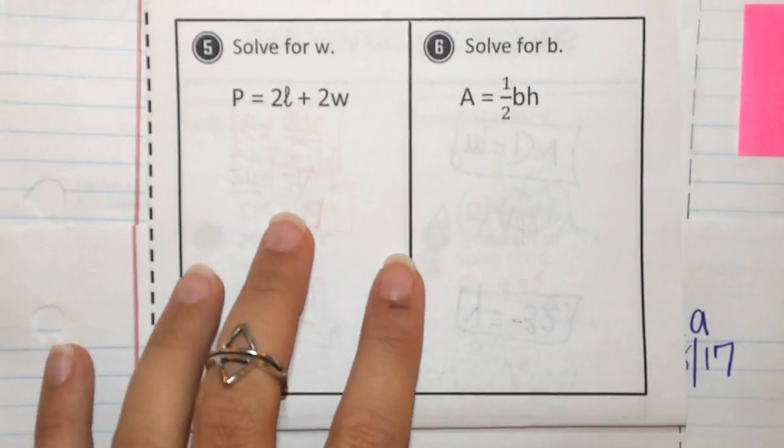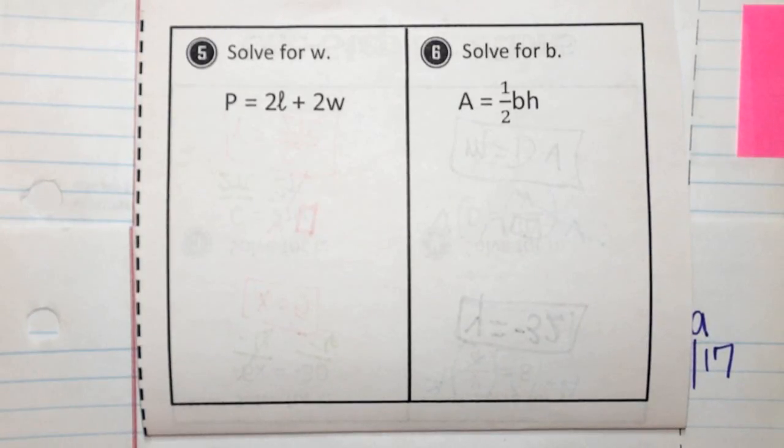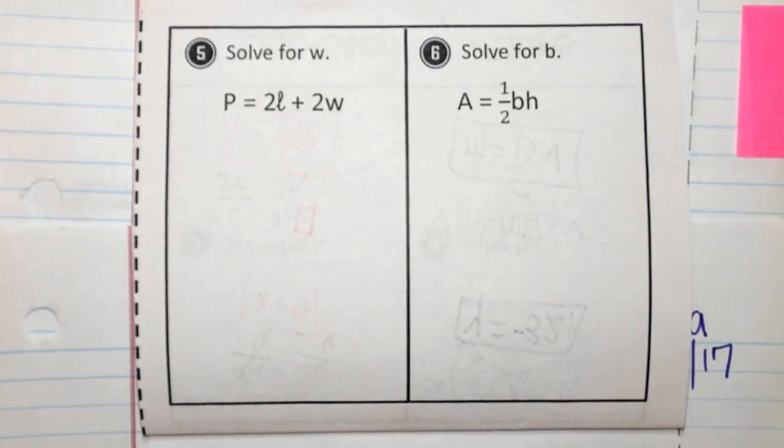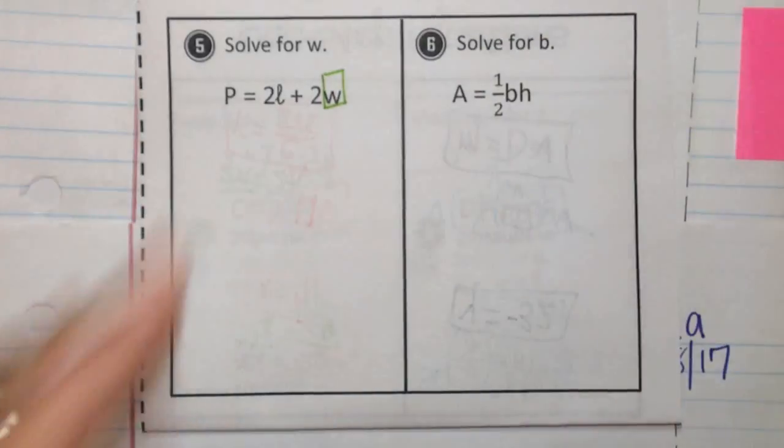Alright, let's look at number 5. Do you think you could try that one without me? Or do you want to do it together? If we need to do it together, no judgment, all God's children. Does anybody want to do it together? Okay, let's do the first one together. Awesome. Alright, so what are we trying to get by itself? Alright, let's put a force field around W.